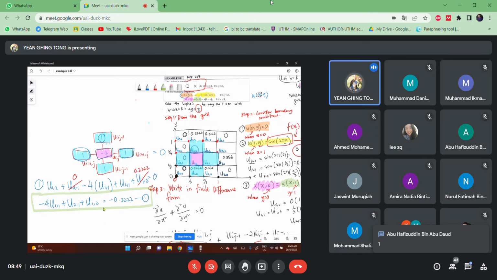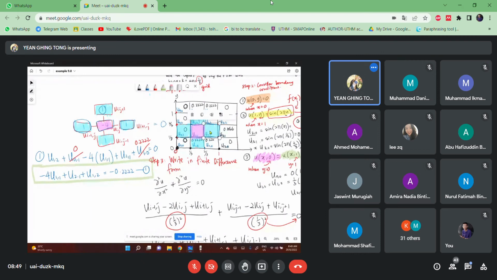Okay. Now we continue. So this one bring to the right. This one bring to the right. Okay. So the second one becomes U22 plus with U11 minus 4U21 plus with 0.866 plus with 0.2222 equal to 0.